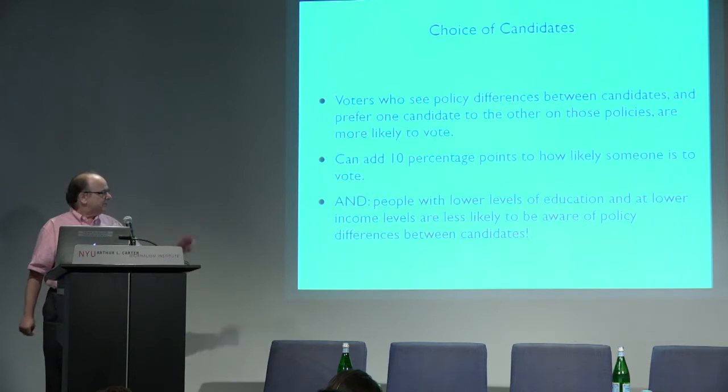And the interesting part of this is it turns out that people with lower levels of education and people with lower levels of income, they're just the folks who are less likely to see the differences between the candidates. And again, if you're sitting in the audience here, you might just think, how can that possibly be? Like none of you in this room, I'm betting, have any trouble telling the difference between policy positions of Democrats and Republicans. Lots of people do.